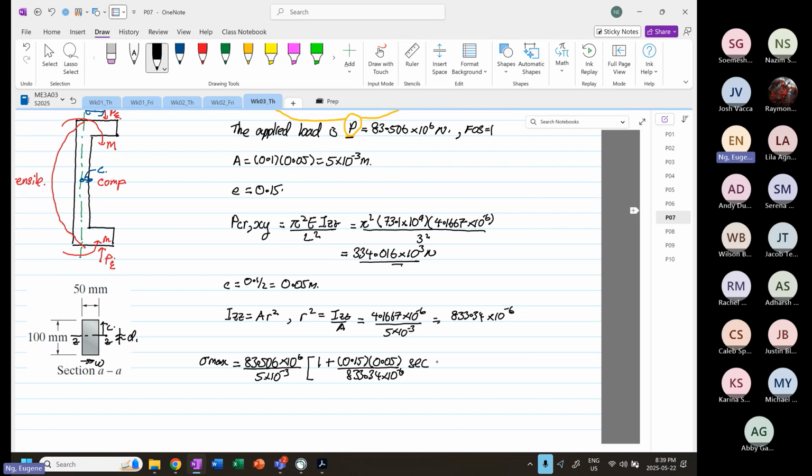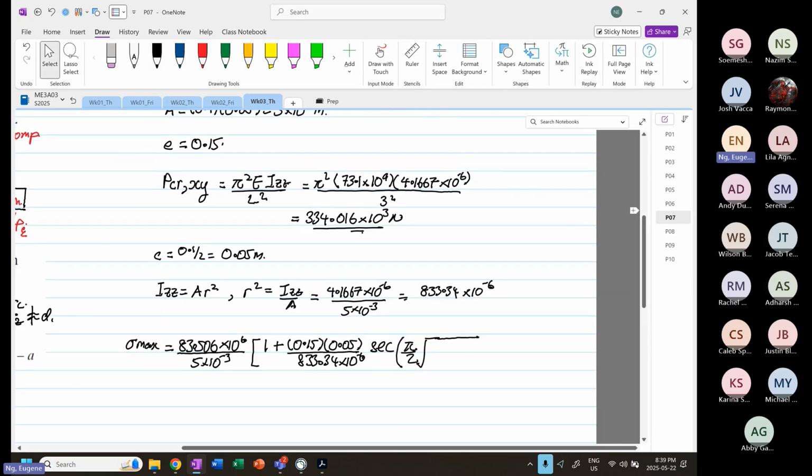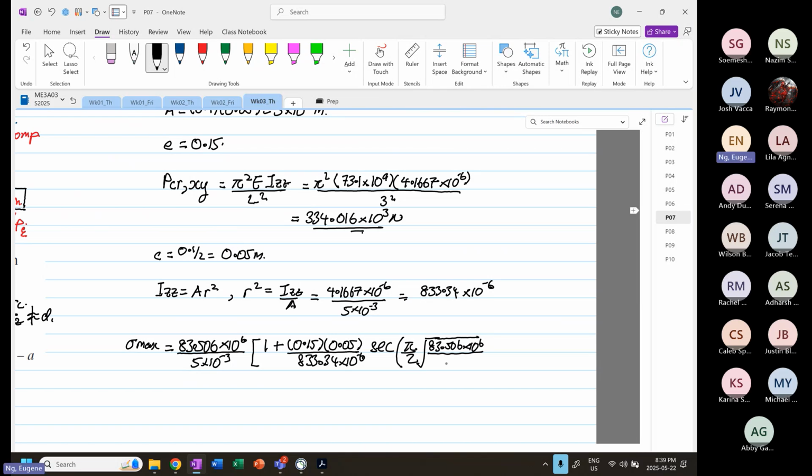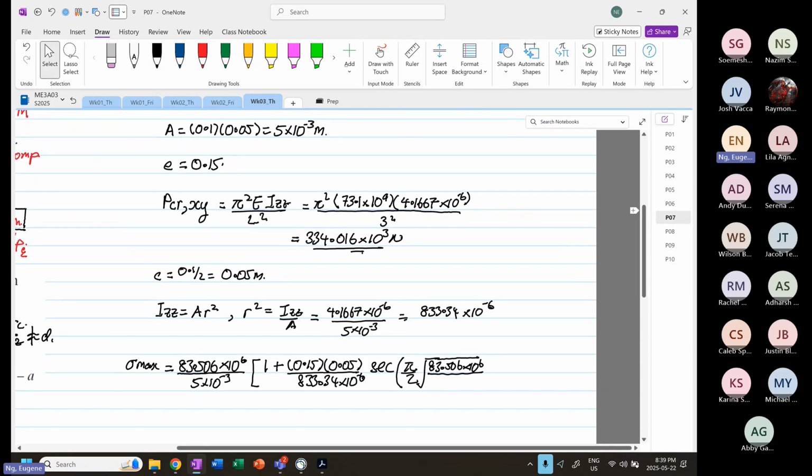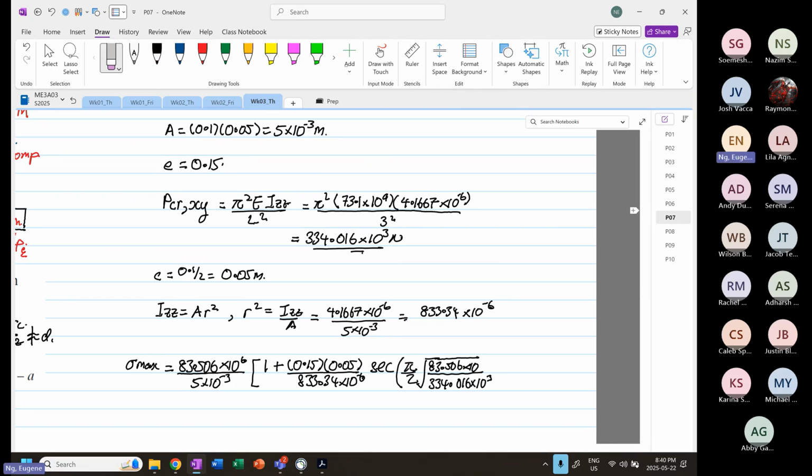And then we have secant, right? And then we have pi over 2 square root, okay, square root of 83.506 times 10 to the power 6, and then divide by our Pcr in the xy, which is 334.016 times 10 to the power 3. Why do I always put 10 to the power 6? 10 to the power 3, and then bracket.